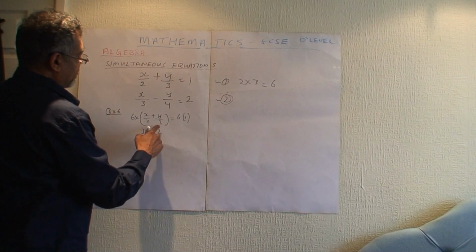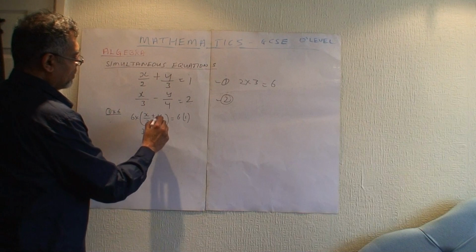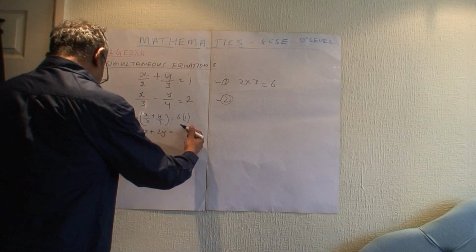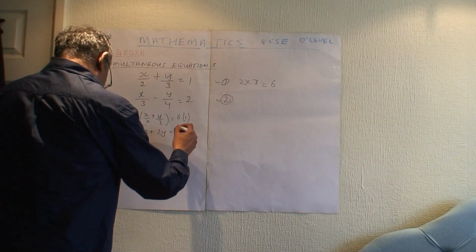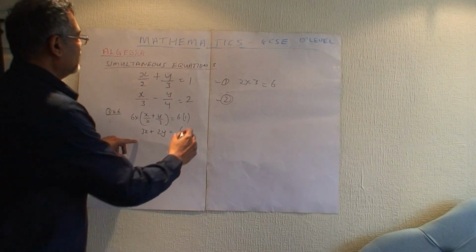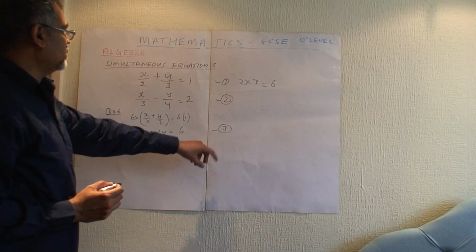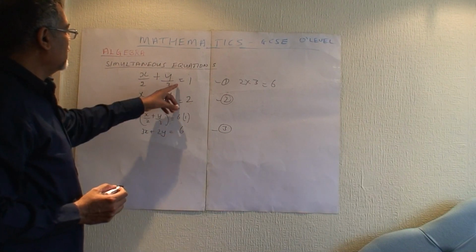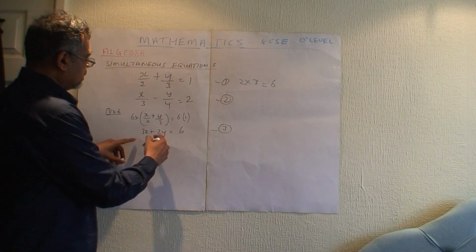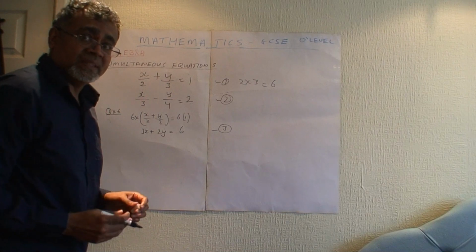So 3 into 6 is 2, so that's 2y. And 6 multiplied by 1, that's equal to 6. Alright, so this becomes the third equation. So equation 1 becomes equation 3, and the format of the expression looks the same way.